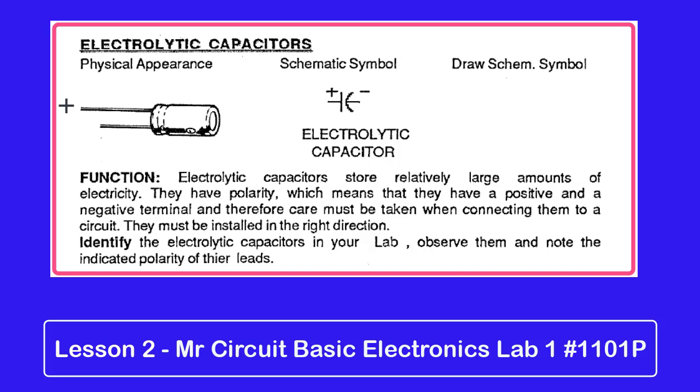Function: electrolytic capacitors store relatively large amounts of electricity. They have polarity. Not all of them do, but the ones in this lab have polarity, which means that they have a positive and a negative terminal. Therefore, care must be taken when connecting these capacitors to a circuit. They must be installed in the right orientation or right direction. Identify the electrolytic capacitors in your lab, observe them, and note indicated polarity of their leads.